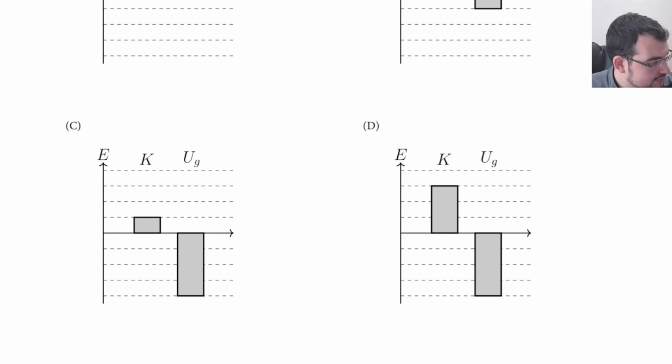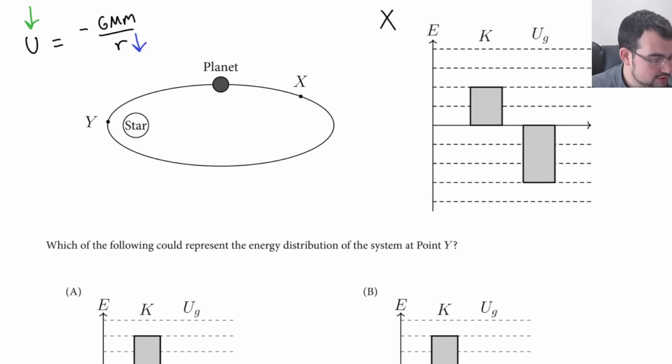And now I have to just figure out which one conserves energy, and that's going to be D, because the energy of this system is negative 1. The energy of this system is not negative 1. This is like negative 3. So some of these don't even conserve energy.